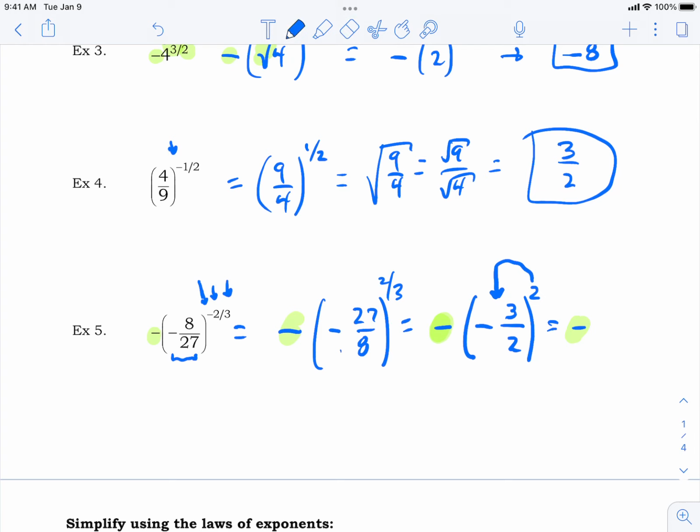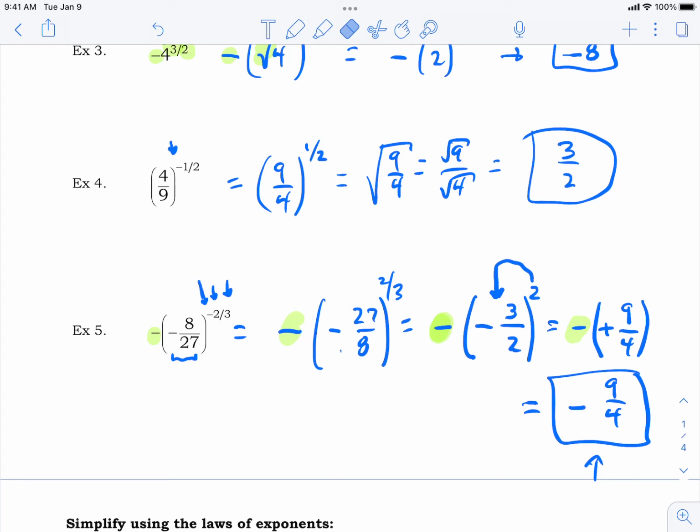Anyway, the exponent has priority. So that negative stays there. Now I have to take that negative 3/2 and square it. Now, when you square a negative, it goes positive. And so 3 squared is a 9, 2 squared is a 4. And so in the end, what have I got? A negative times a positive is a negative. This thing all comes out to a negative 9/4. Whoa. So this big mess is the same as this little not so mess.